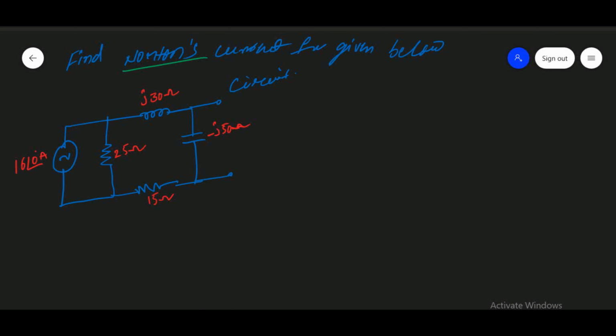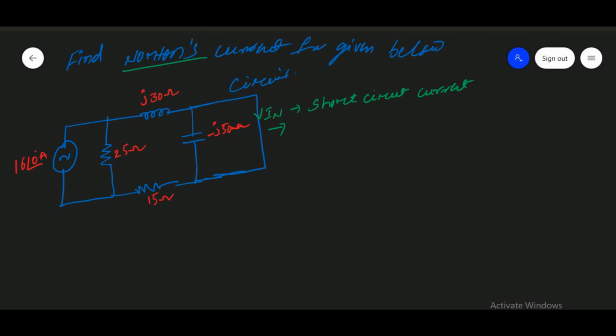For finding Norton's current, what you have to do? We need to remove the load. Already the load is removed, and we need to make this branch a short. Some amount of current flows through this branch. That is nothing but your IN. IN is nothing but a short circuit current, and VTH is nothing but your open circuit voltage.